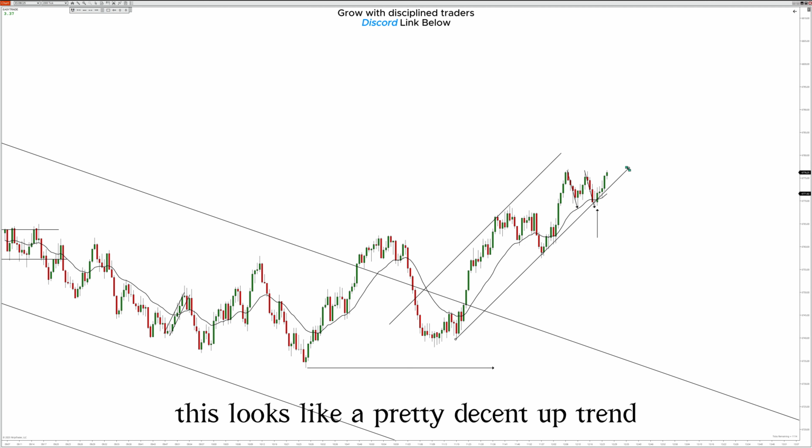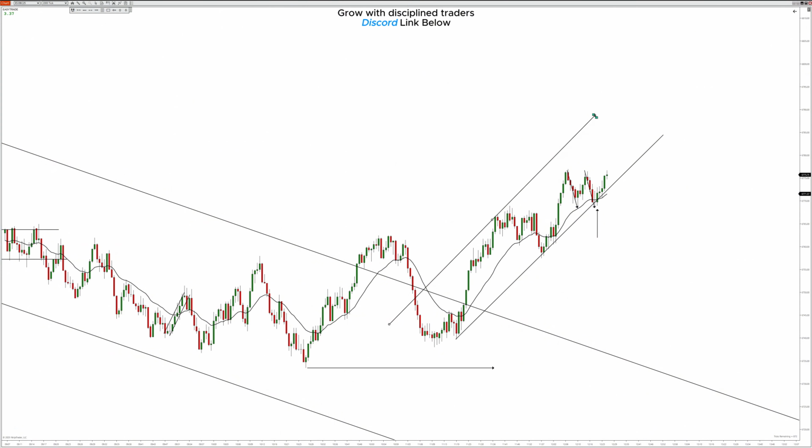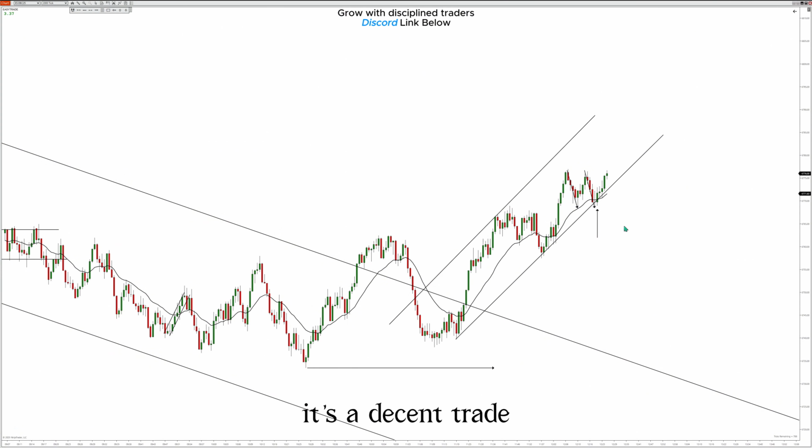I was hoping for some kind of second entry long here. This looks like a pretty decent uptrend. You can see it's supported the bottom trend line multiple times. It's an alright trade to consider. If you did take it, it's a decent trade.